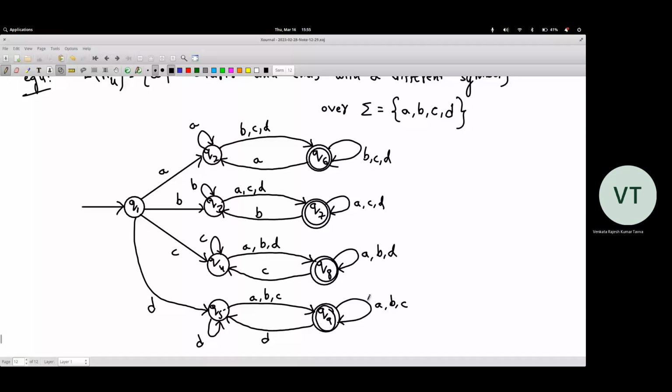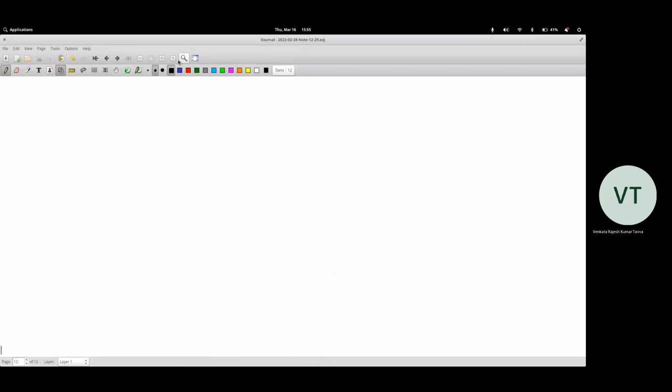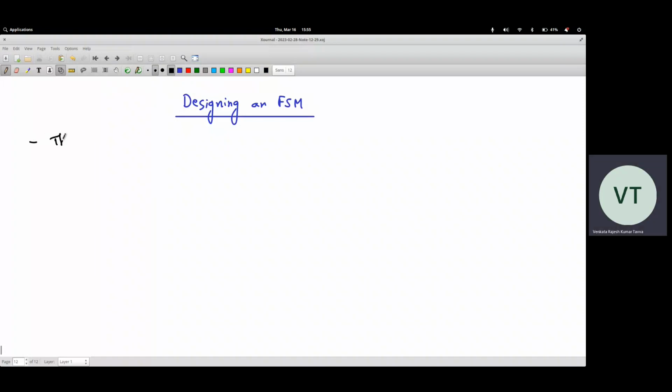Okay. All right. So let's look at some tips while designing an FSM. So first thing, which is quite obvious, at the same time quite difficult, is think like a machine. This is told to you even when you learn programming, you should think like a machine. Like, how does a machine think? When you write the algorithm, you should imagine yourself as a machine and see, okay, how does it read symbol by symbol, what data structure it will use and all those things. Similarly here, you should think like a machine.